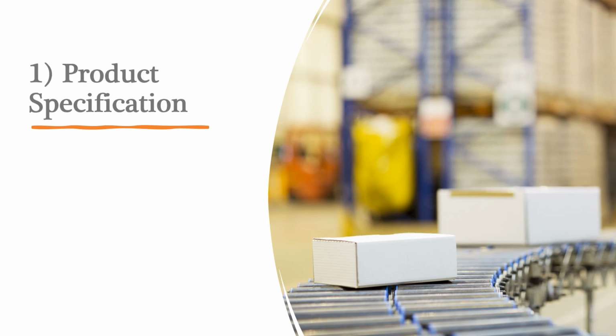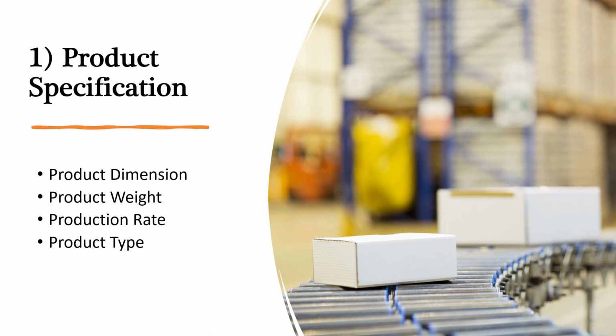The first one is the product specification. We have different things that we should consider under this, like product dimension. When we say product dimension, we should know which product we are using for the conveyors, what its length, width and height are, and then what the product weight is. This is also a very important factor, and it is directly connected to the motor sizing. So we should know the weight of the product, and then the production rate.